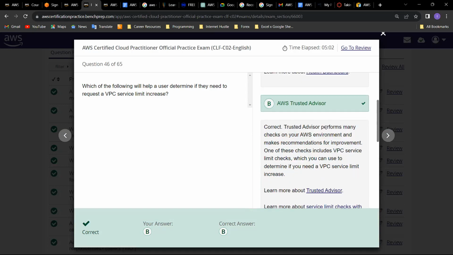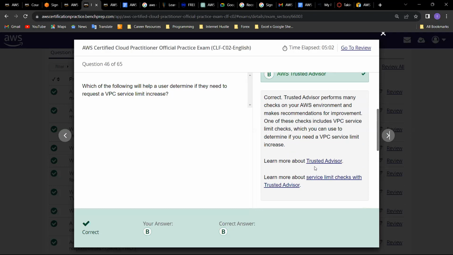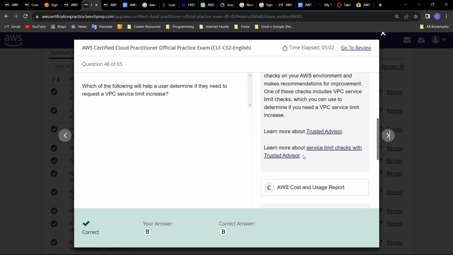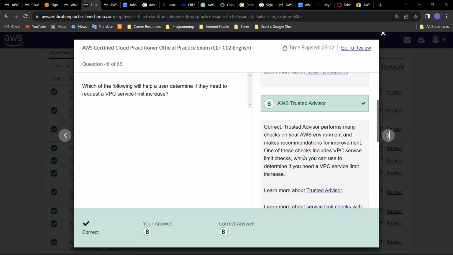So it's a trusted advisor that performs checks on your AWS environment and makes recommendations for improvement. One of these checks includes VPC service limit checks, which you can use to determine if you need a VPC limit increase. It will help a user and assist you to know the state of your VPC. And just like BJ said, Trusted Advisor looks out for you.